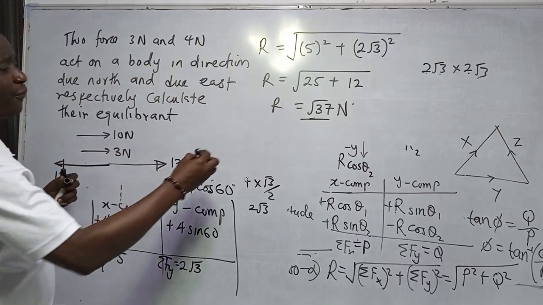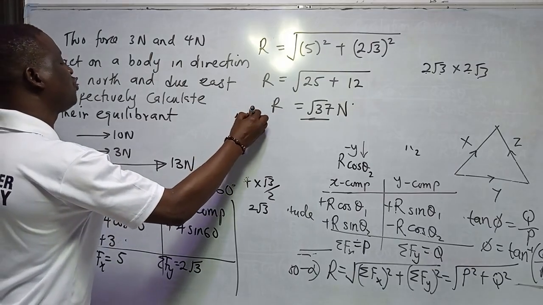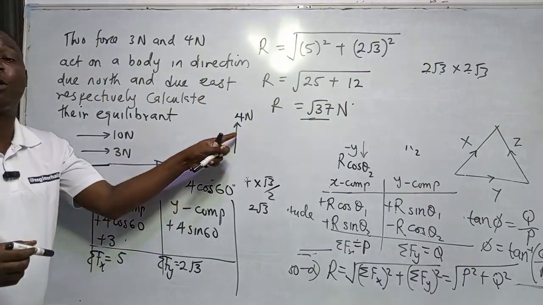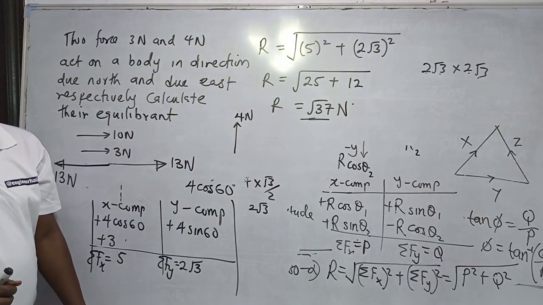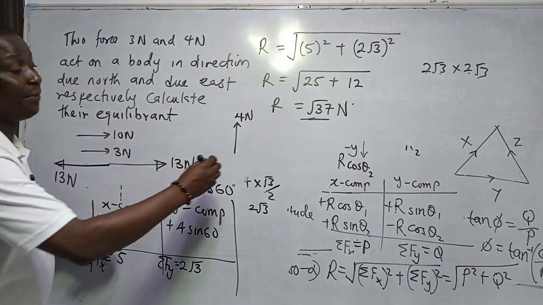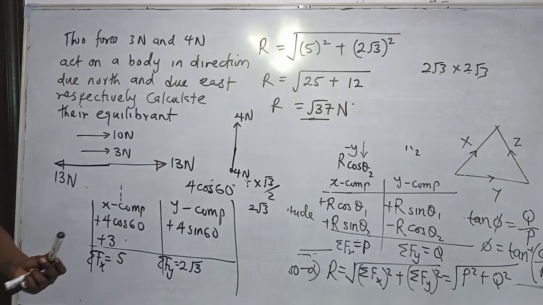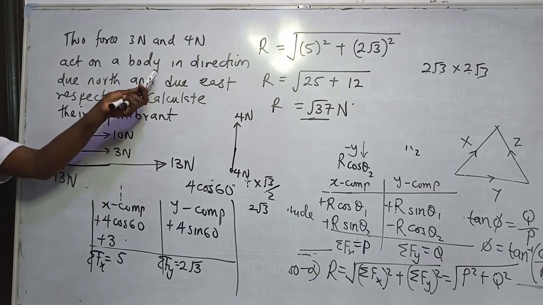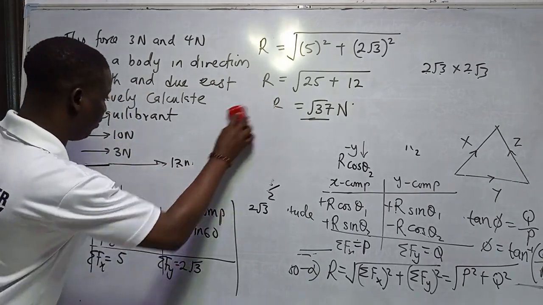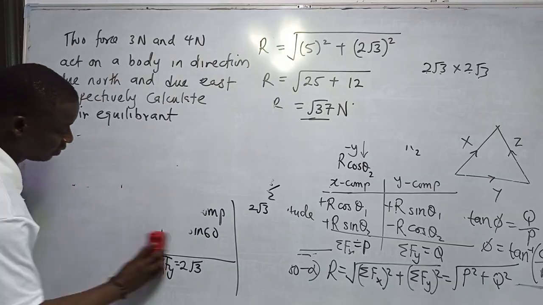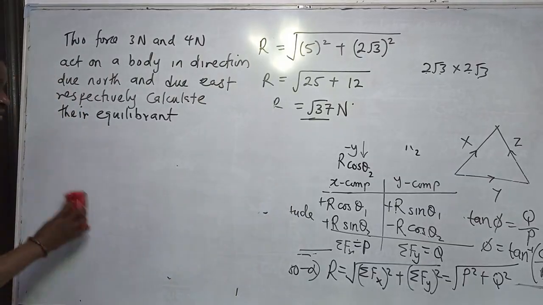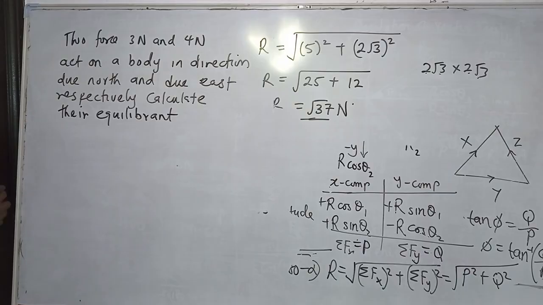So if I give you 4 Newton in the north direction, what will be the equilibrant of 4 Newton in the north direction? That means 4 Newton in the south direction. That is it. It's as simple as that. That is what equilibrant does. So what I want to do now, I want to use this question to solve for equilibrant. Let's see what will happen. It's a very interesting question. So after this one, we move.